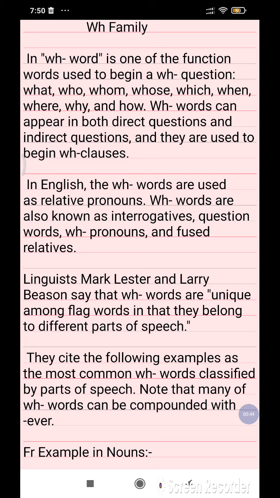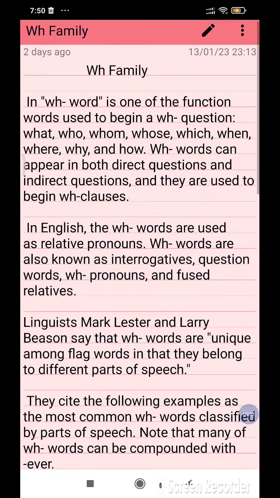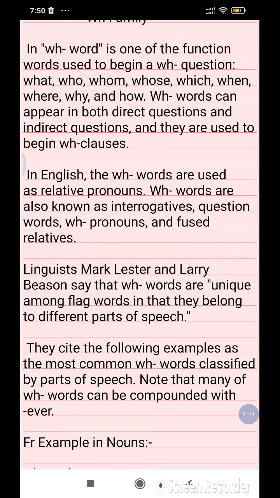So these are the most important points of the WH family, whose words are used to begin questions. For example, what, whom, whose, which, when, where, why and how. WH words can appear in both direct questions and indirect questions. So when a direct or indirect question appears, WH family words are there and they are used to begin WH clauses.